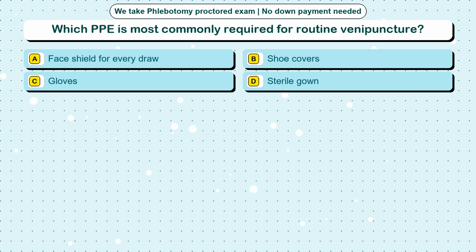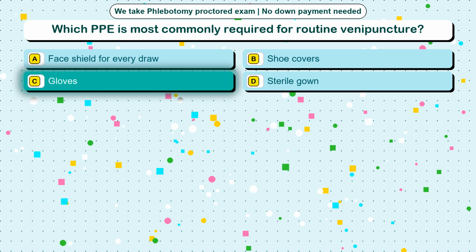Question 97. Which PPE is most commonly required for routine venipuncture? Option A. Face shield for every draw. Option B. Shoe covers. Option C. Gloves. Option D. Sterile gown. The correct answer is option C.